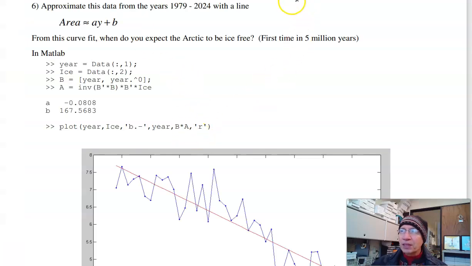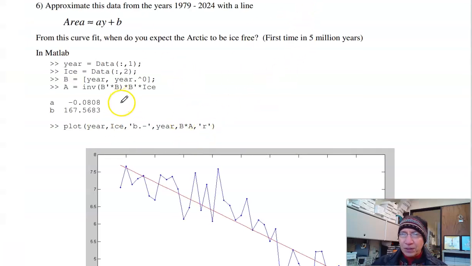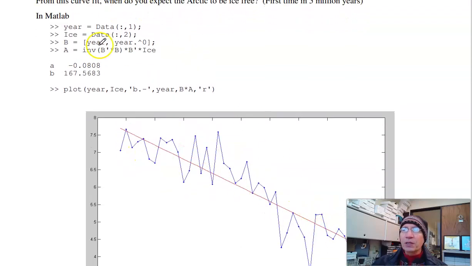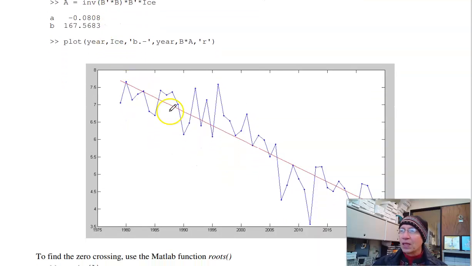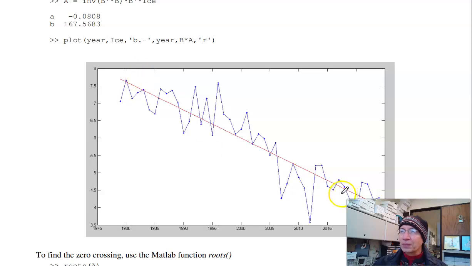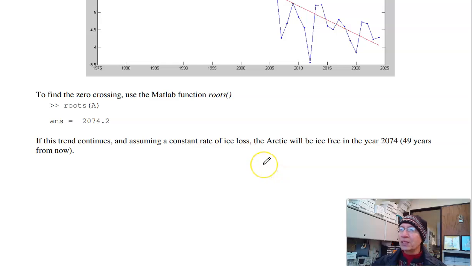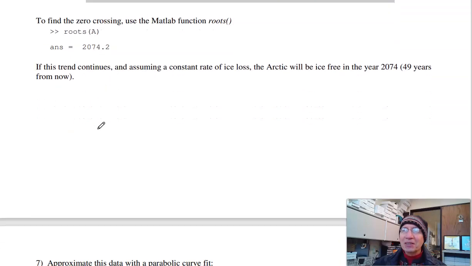If I plot the minimum versus year, that's the blue line. If I want to do a linear curve fit, my basis is year and 1, least squares, slope, offset. I get the red line. Once I get the curve fit, I can say, when is the Arctic going to be ice-free? That should be in the year 2074. First time in 5 million years. We're going to live to see that. Oh, you might live to see that. I may or may not.